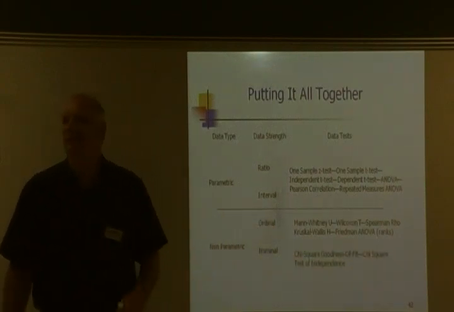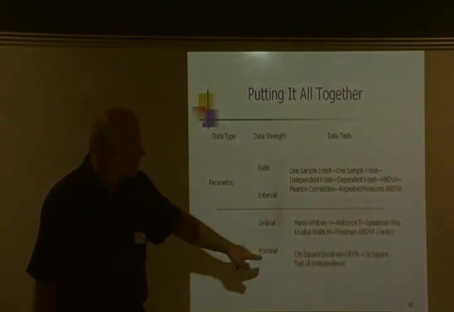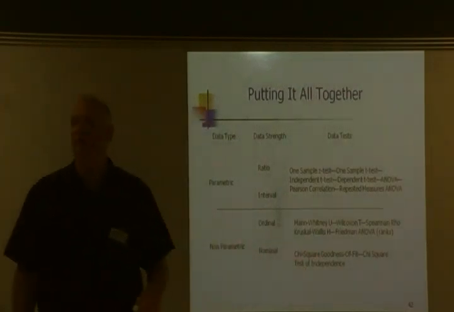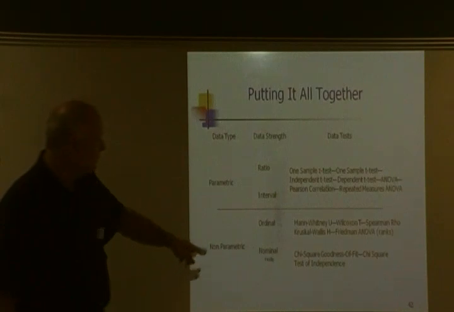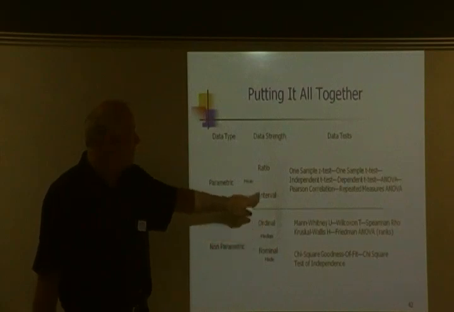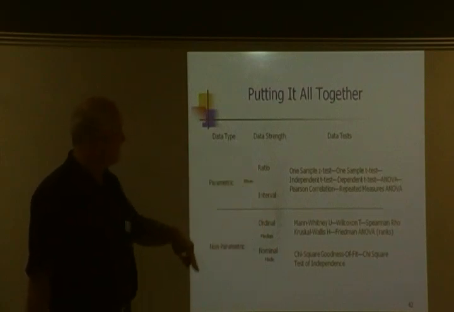If we were testing frequency data, the other two tests we're going to be talking about would be the chi-squared goodness of fit and the chi-squared test of independence. Mode is associated with nominal strength, median with ordinal, and mean with interval and ratio strength.